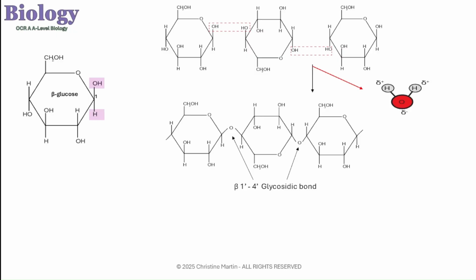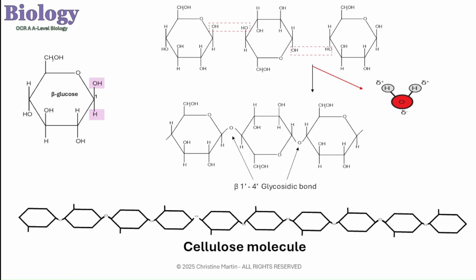So to allow a condensation reaction to occur between the hydroxyl group on carbon 1 of one glucose molecule and carbon 4 of the next glucose molecule, every alternate beta-glucose molecule must rotate 180 degrees. Now this rotation ensures that the hydroxyl groups are aligned correctly and results in the formation of a straight, unbranched chain polymer. So that is what we call a cellulose molecule. The cellulose molecule is this long chain of beta-glucose held together by 1-4 glycosidic bonds.